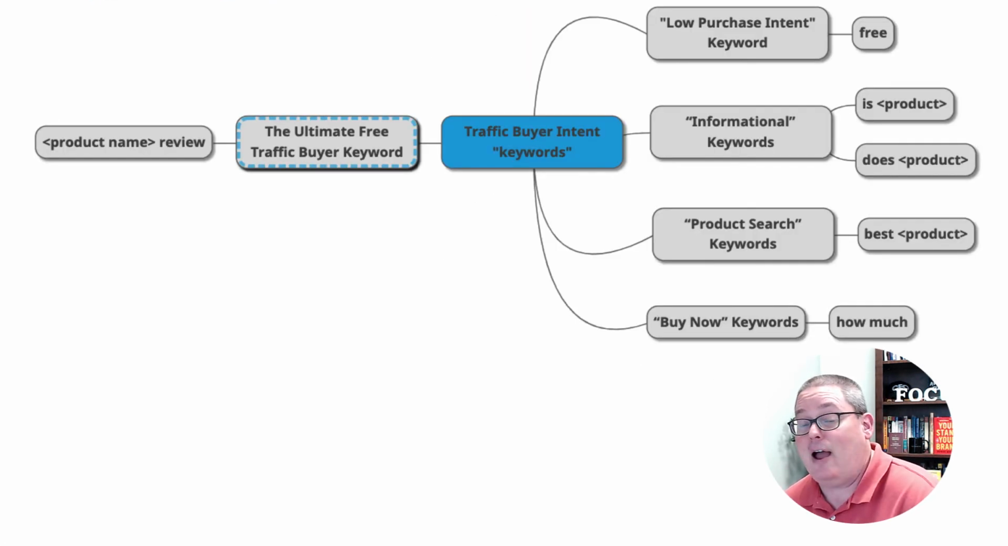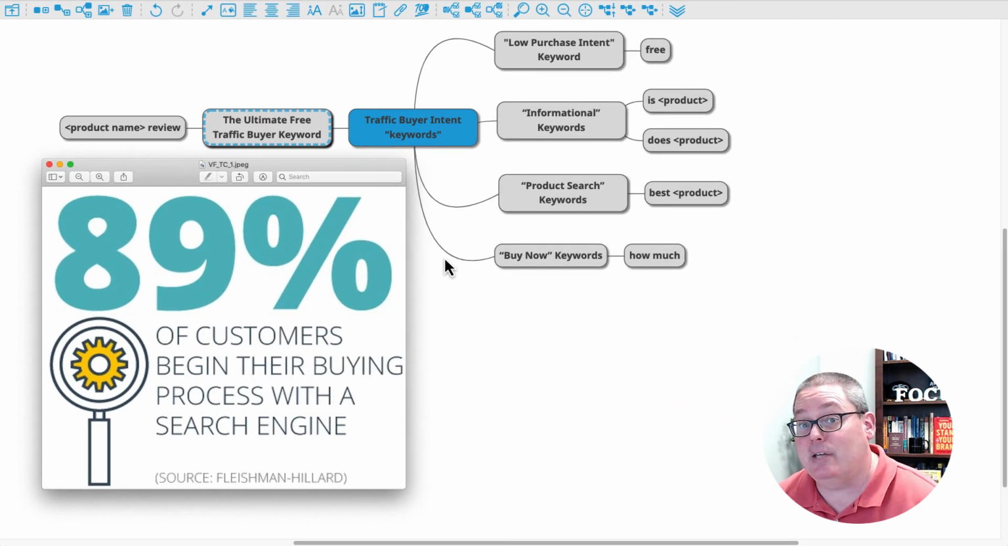Check out these traffic buyer intent keywords and think about these. Utilize these traffic tips, utilize these keywords when you're creating your content, and you will get those people, the 89% of customers that start their buying process utilizing the search engine. We're talking about YouTube and we're talking about Google in this video.